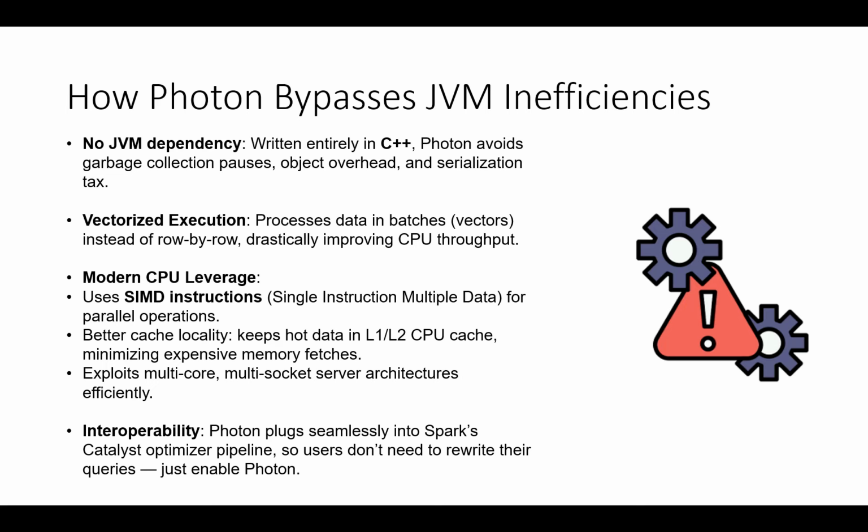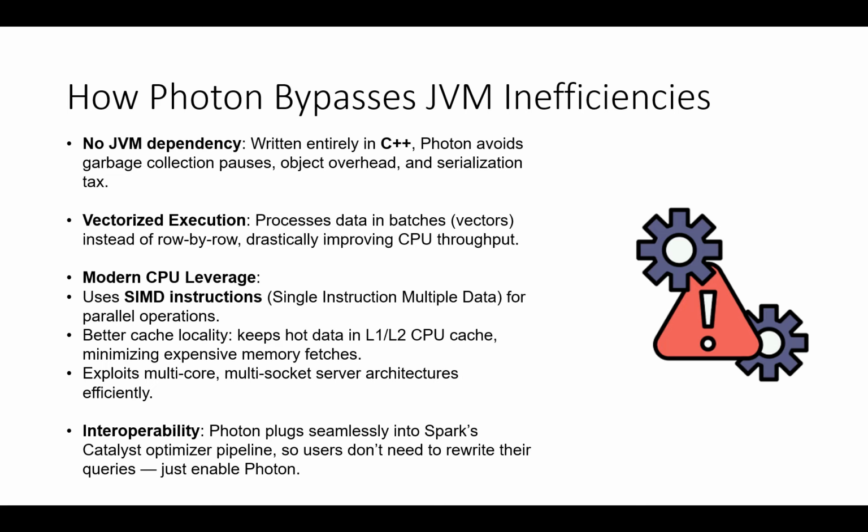There are some modern CPU level advantages that Photon has. For example, it uses SIMD instructions. What is SIMD? It is single instruction multiple data. To achieve parallel operations, it uses the model of single instruction multiple data. It also has better cache locality.